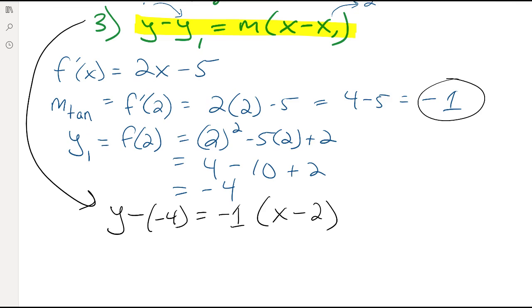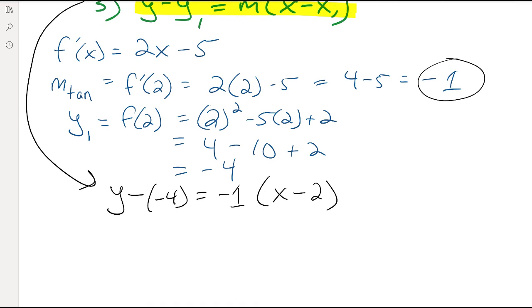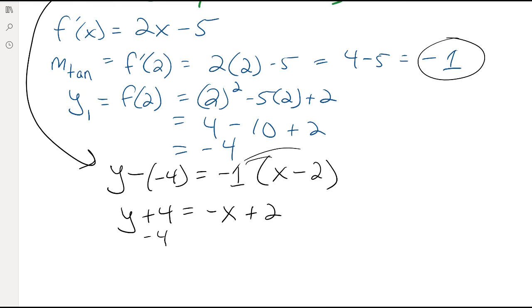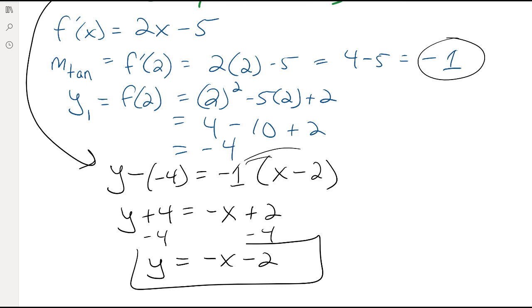Okay? All right, let's clean this up a little bit. So y minus a negative 4, we know it's the same thing as y plus 4. And I'm going to distribute my negative 1 to every term in my parentheses. So it's going to be a negative 1x. I'm just going to write negative x. Then a negative 1 times a negative 2 is a plus 2. Our last step is to subtract 4 from both sides. We are done. So the equation of the tangent line is y equals a negative x, and then 2 minus 4 is a negative 2.